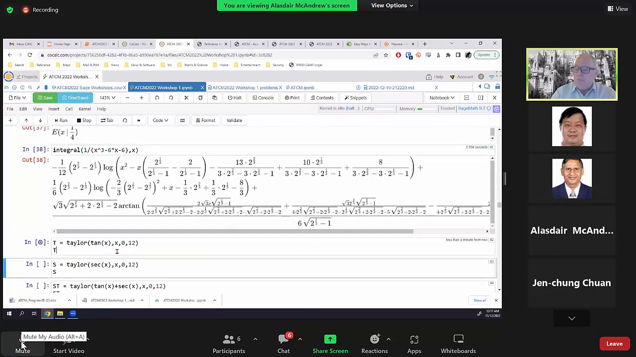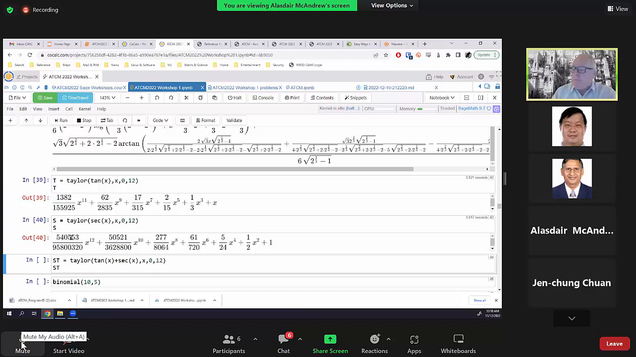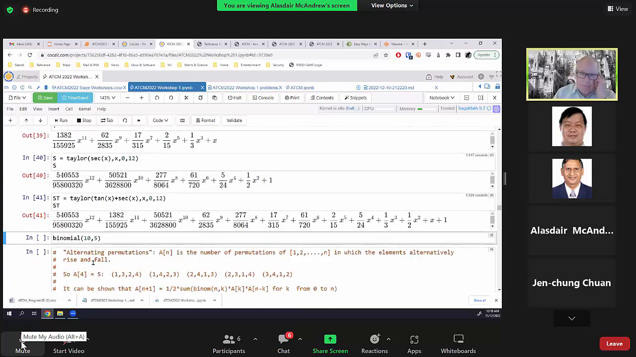So there's obviously Taylor series. There's tan of x around 0 going up to degree 12. So you might think of this as a Maclaurin series since it's expanding around 0. Same thing for sec. And I added them both together. But, again, Taylor series of pretty much any function you like to throw at it, it can do.